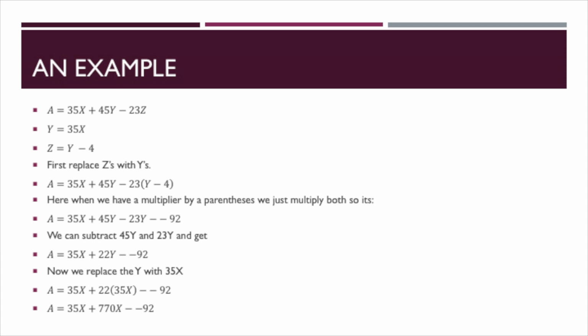Now we can subtract 45y and 23y and get a equals 35x plus 22y minus a negative 92. Now we replace y with x, that's our next step, which is 35x. So we say a equals 35x plus 22 times 35x minus a negative 92. So we multiply 22 times 35, and we say a equals 35x plus 770x minus 92.